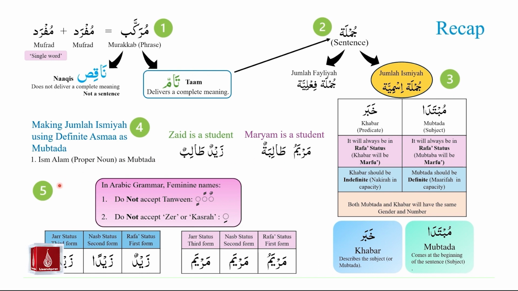Finally, we studied that in Arabic grammar, feminine names do not accept tanween and they do not accept zair or kasra. So for masculine names, for example Zaid, we have the pattern for the three forms as Zaidun, Zaidan, Zaidin, and for feminine names such as Maryam, the three forms pattern will be Maryamu, Maryama, Maryama.